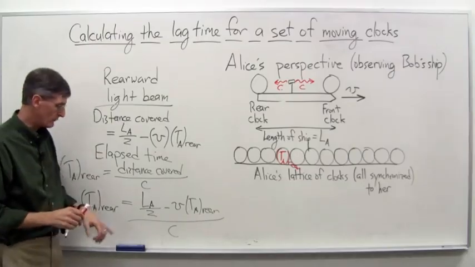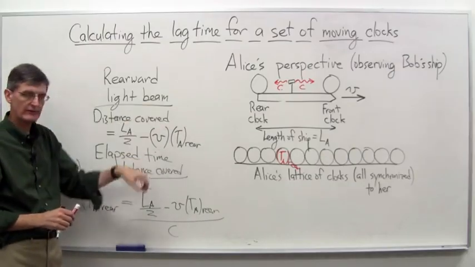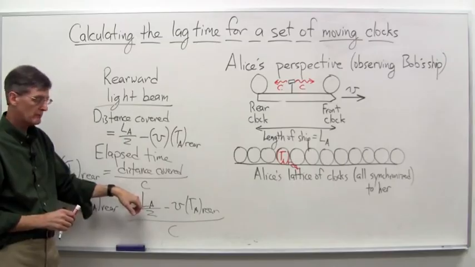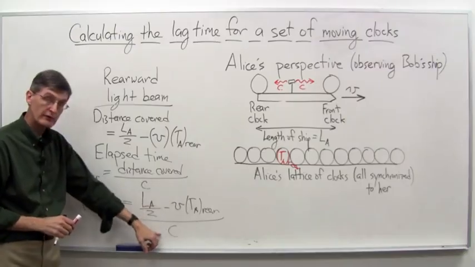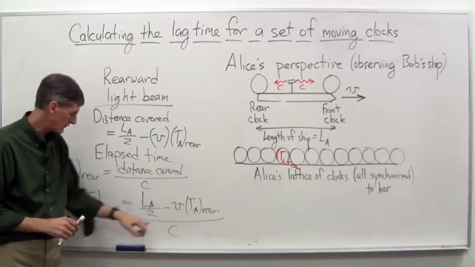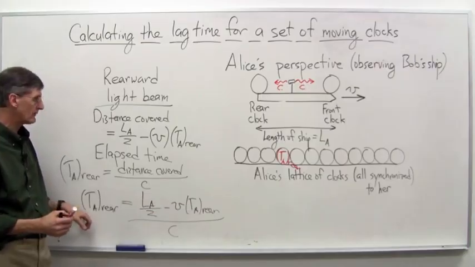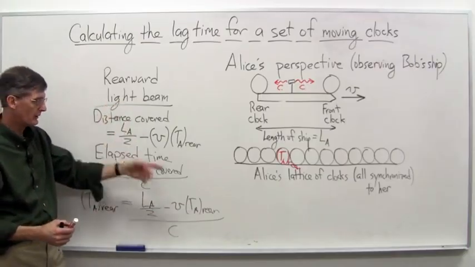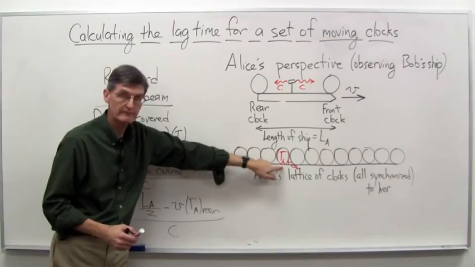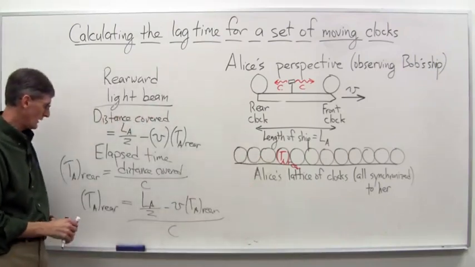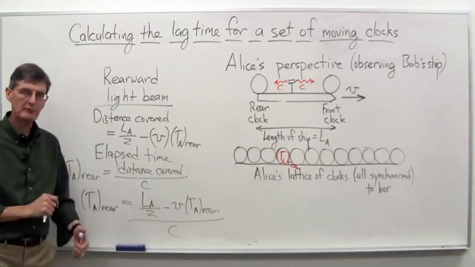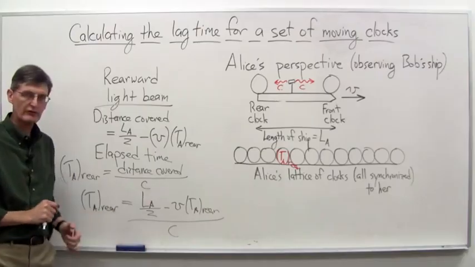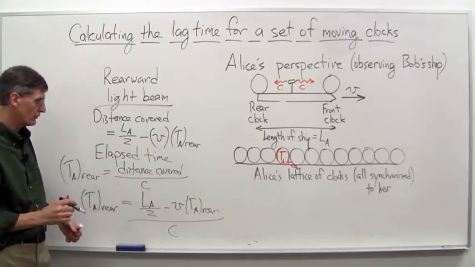Now let's look at what we have. We have LA. Alice can get that value by measuring Bob's ship from her perspective. Velocity we know. We've got the speed of light. TA rear appears here, it appears here. That's really what we're after. I want to find what is the elapsed time on Alice's clock here. And it's fairly simple algebra, we won't do it out here. We'll leave that as a practice exercise for you to do.